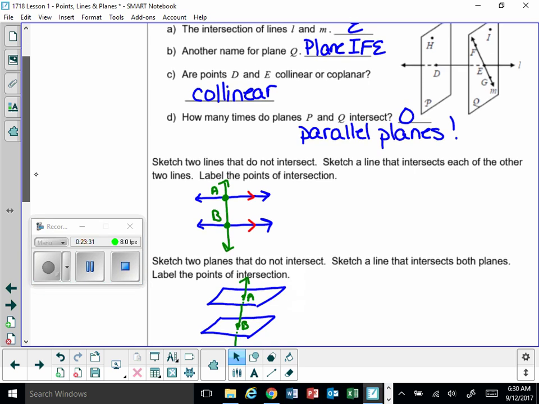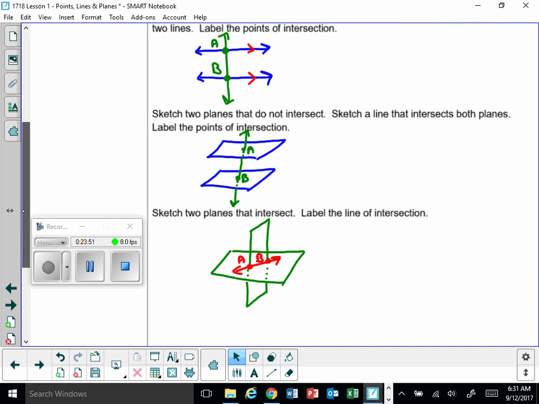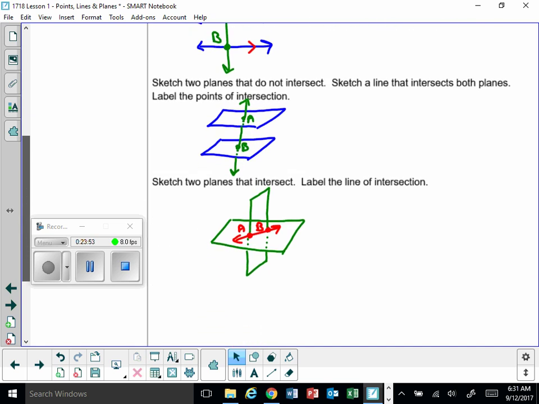I sketched for the next one 2 parallel lines, making sure to mark them as parallel with the red carets. For the next one, I drew parallel planes a different way. Okay, this one definitely top and bottom kind of picture, like your desk and the floor. 2 planes that intersect are always difficult for me to draw, and my drawings are never very good. But in this case, I drew perpendicular planes. Okay, and in theory, those are intersecting at a right angle to each other.